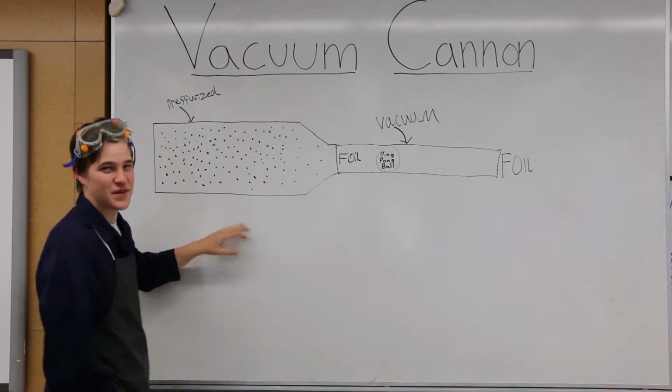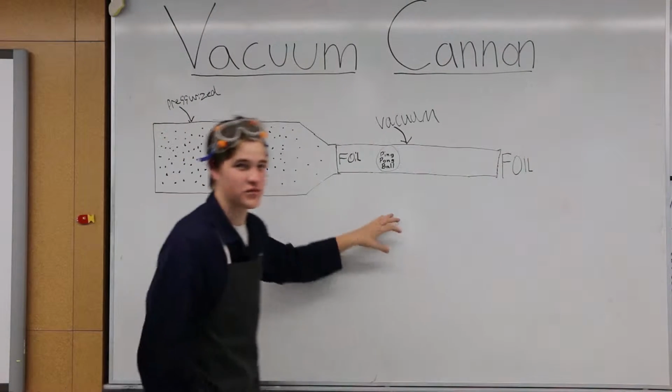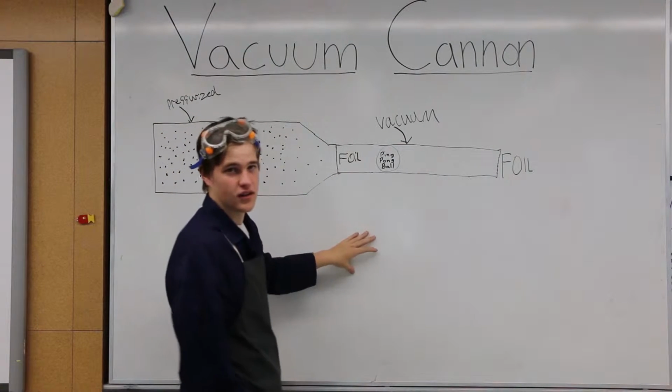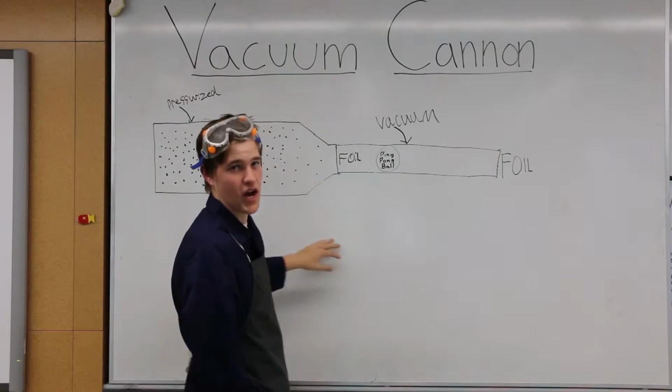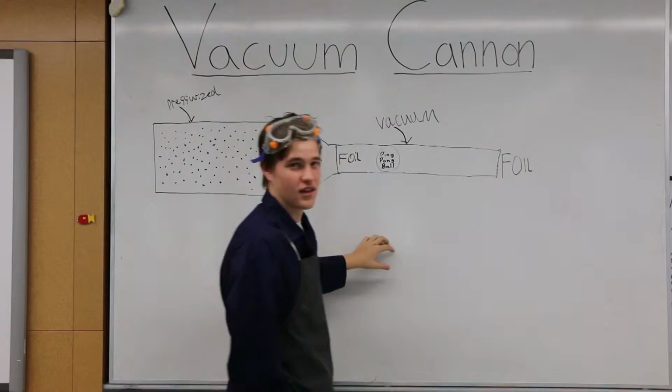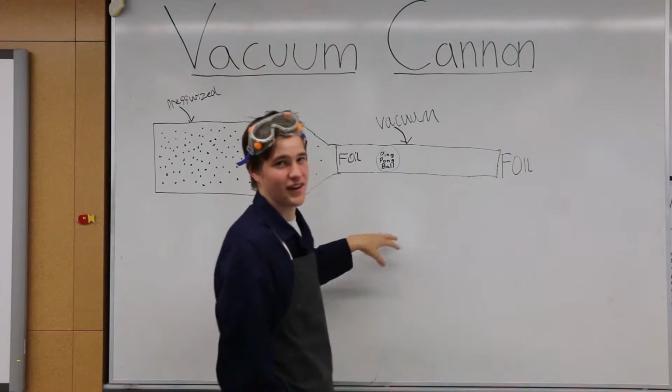We can use gauges to measure the PSI in the pressurized and vacuum chambers. We can then use that ratio and compare it to the speed of the projectile to figure out how the difference in particles affects the speed of a projectile in a vacuum cannon.